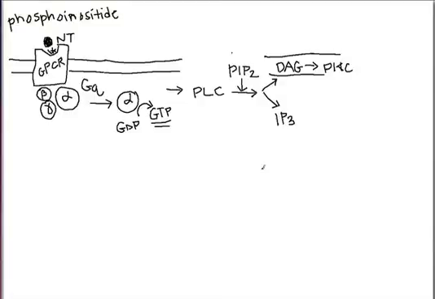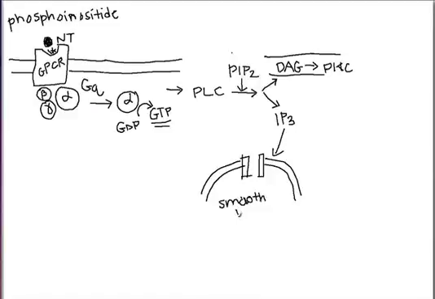On the other hand, IP3 is soluble, is not membrane bound, and it floats into the cytosol, and it will bind to a receptor especially for IP3. This receptor is located in an organelle known as the smooth ER, or the endoplasmic reticulum. The smooth ER is a calcium store. So when IP3 binds, it opens calcium channels, and calcium will all of a sudden rush out.